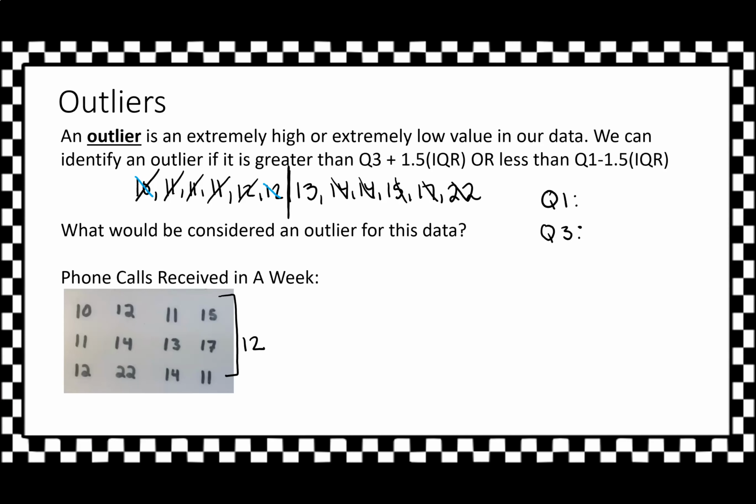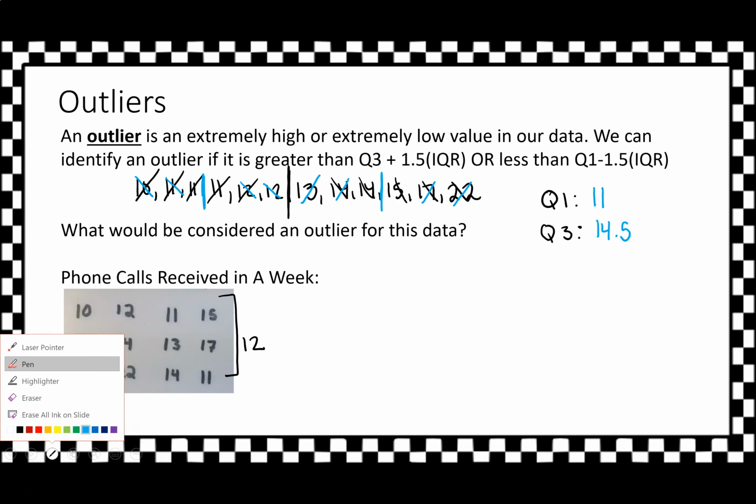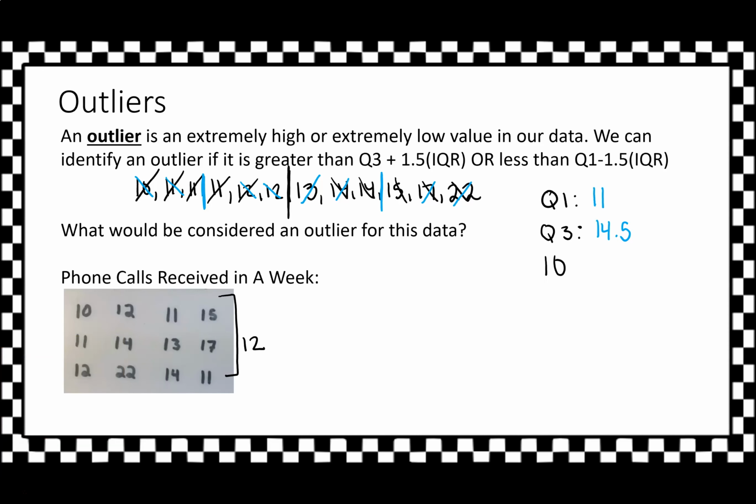Let's go ahead and find Q1 next. So I'm going to go cross, cross, cross, cross. Oh, and I'm left with 2 in the middle, meaning that my Q1 is 11. Okay, let's find the Q3. Adios. See you later. Bye-bye. Gone. Oh, in the middle of 14 and 15 is 14.5. So what does that mean for our IQR? Well, our IQR is going to be Q3 minus Q1. And in this case, we subtract 14.5 minus 11, and that's going to give us 3.5.